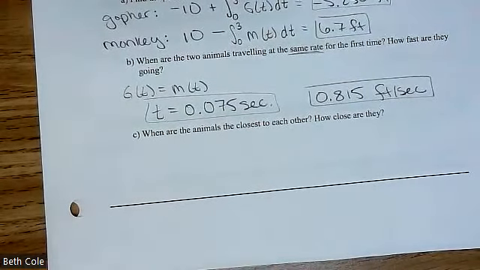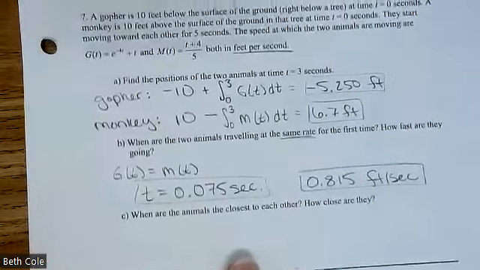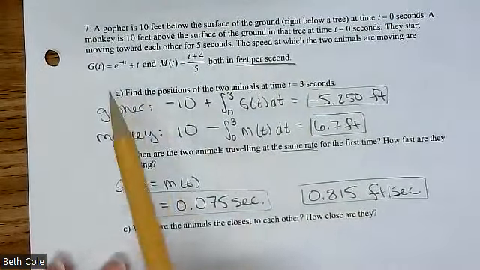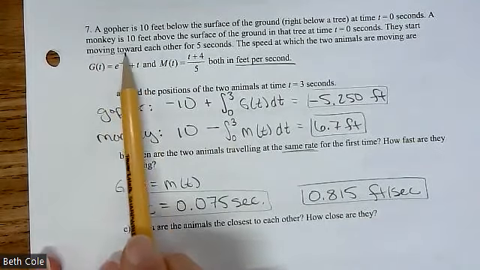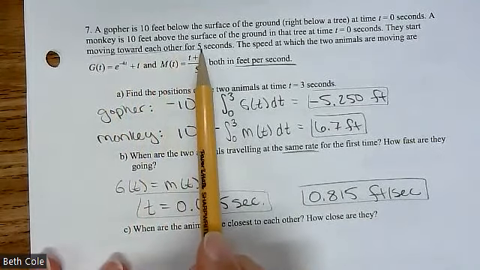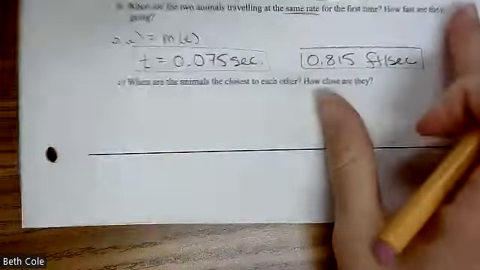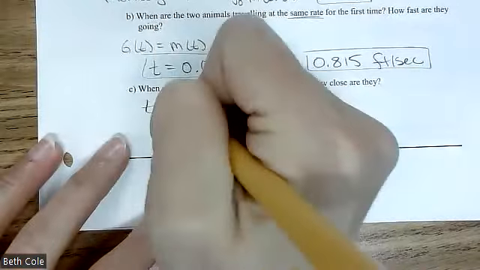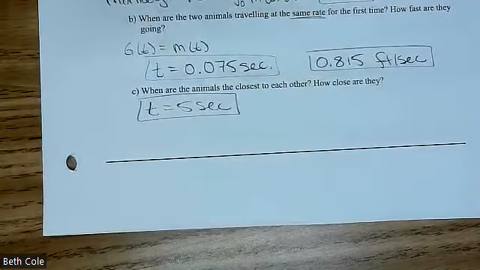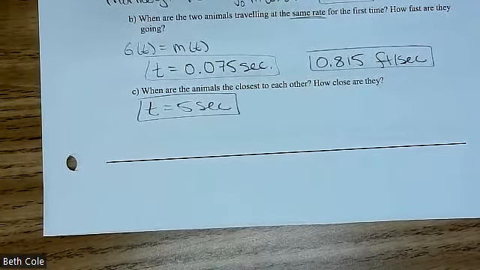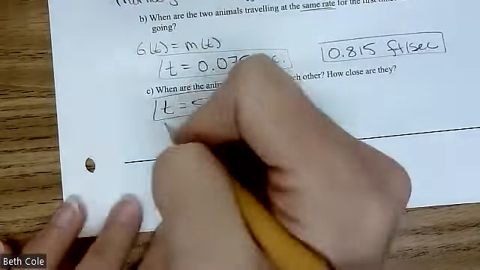When are the animals closest to each other? That's almost kind of a trick question. If you go back to the original problem, it says they are moving towards each other for 5 seconds. So if they move towards each other for 5 seconds, when are they closest? 5 seconds. So that answer is kind of in the problem. They are closest at time 5 seconds. How close are they? Well, you have to find the gopher position and the monkey position and then subtract them, see how close they are.